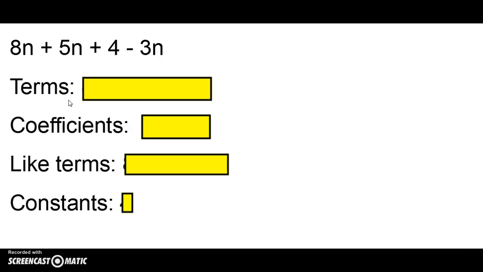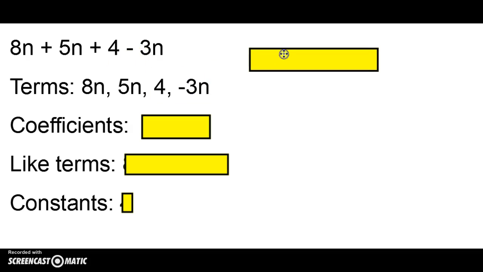All right, so at the beginning of your homework, you'll be given an expression like this, and you'll have to first list what the terms are. And remember from the definition, the term is each part. So we would say 8n, 5n, 4, negative 3n.